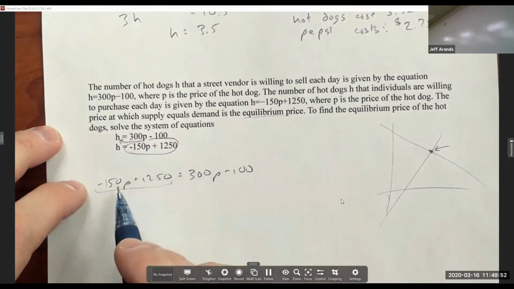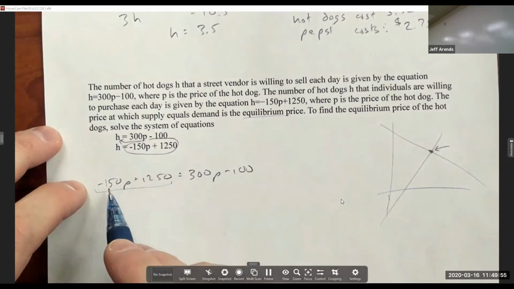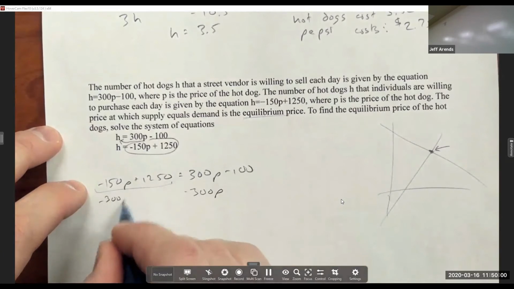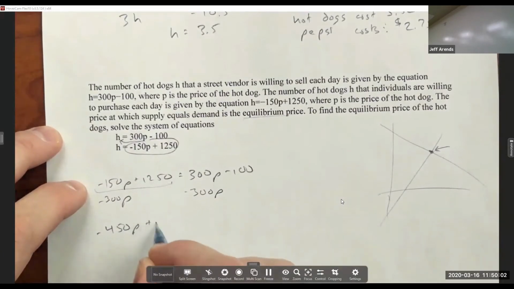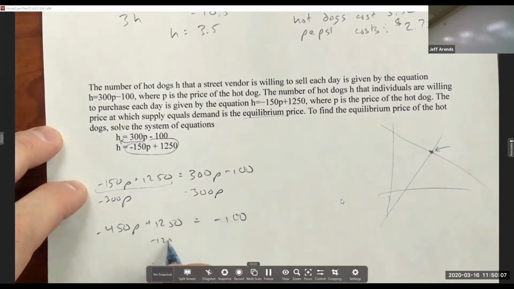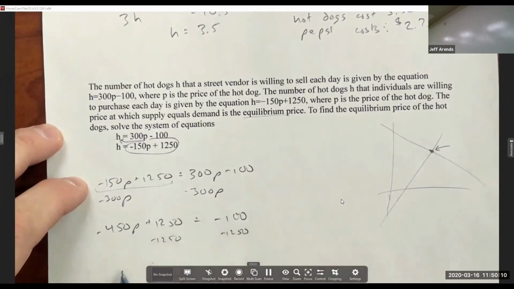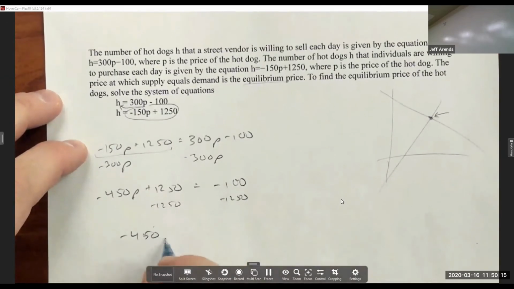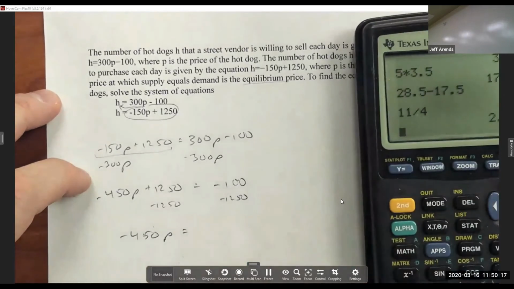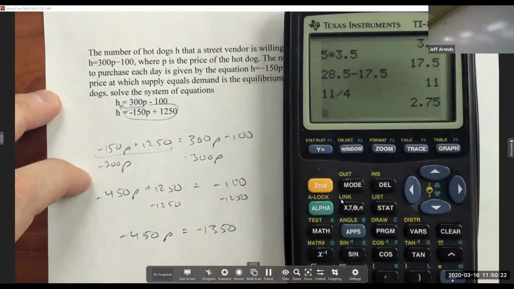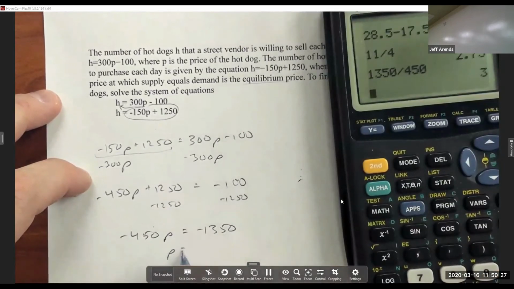I want to group all my p's together on one side of the equation. I'm going to move them to the left, even though it's negative. Oh well. Subtract 300p from both sides. I get negative 450p plus 1250 equals negative 100. Then I'll subtract 1250 from both sides, giving me negative 450p equals negative 1350. When I divide both sides by negative 450, I get p equals 3.